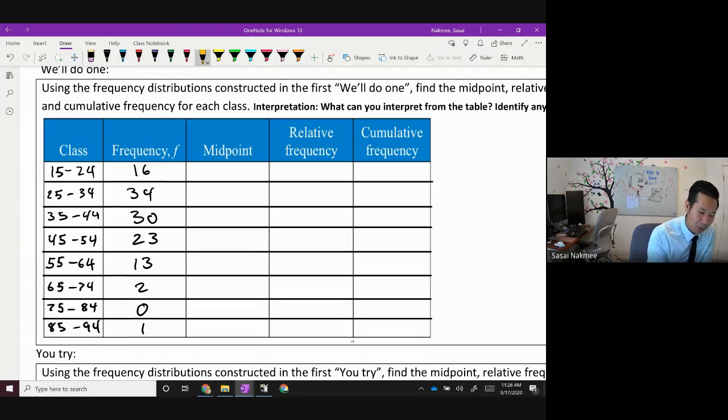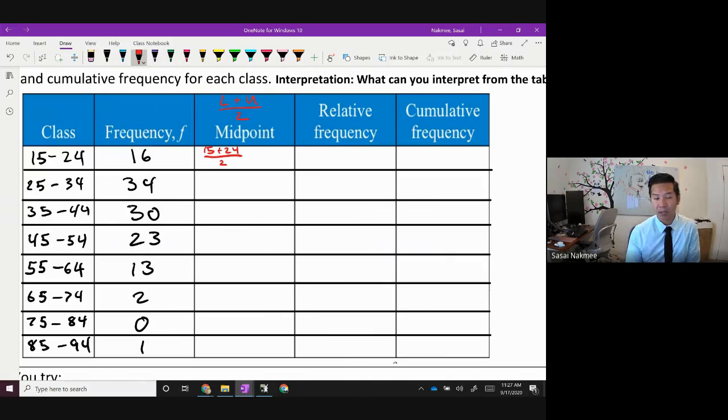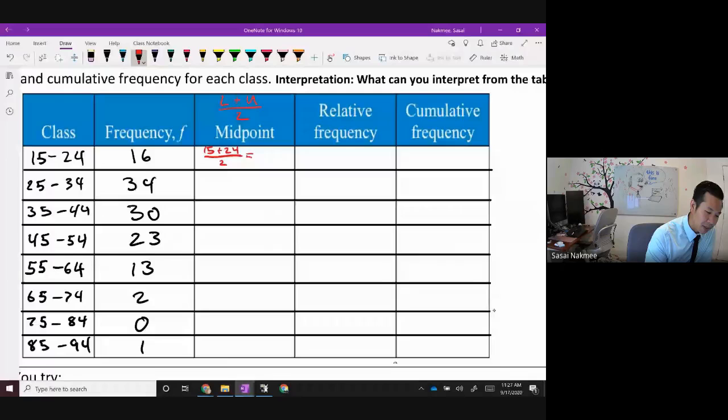For example, for the midpoint, I like to write down at the top, how do you calculate the midpoint? It's the lower limit plus the upper limit divided by 2. I like to put that down there at the top just so I know what I'm doing when I get into these problems. So to calculate the midpoint here, I'm going to zoom in a little bit to make it easier to see. I'm looking for 15 plus 24 divided by 2. That's how I calculate this midpoint, right? So I'm going to go to my calculator here. I'm going to type in those numbers. 15 plus 24, divide that by 2. And that's going to be 19.5. And that's that answer right here, 19.5.